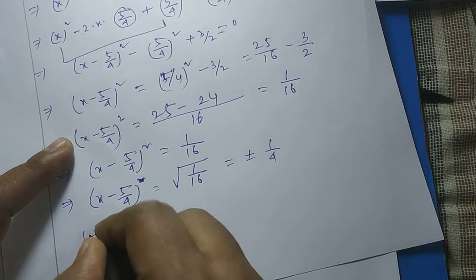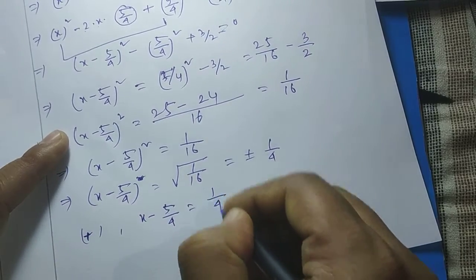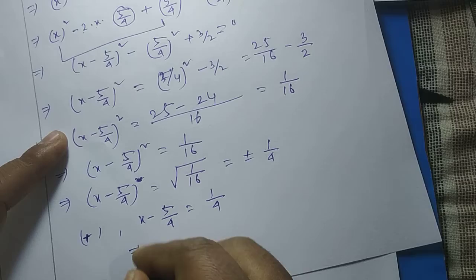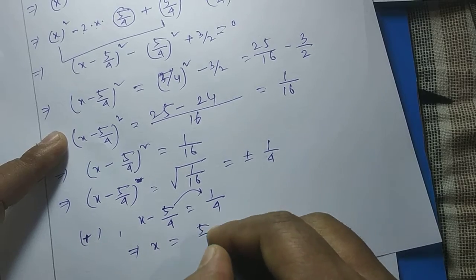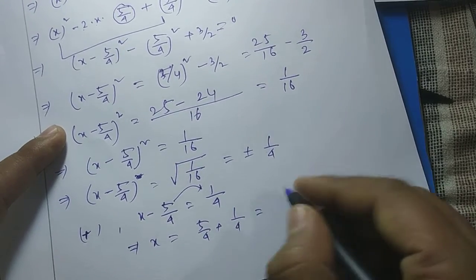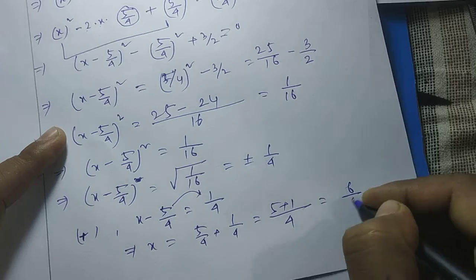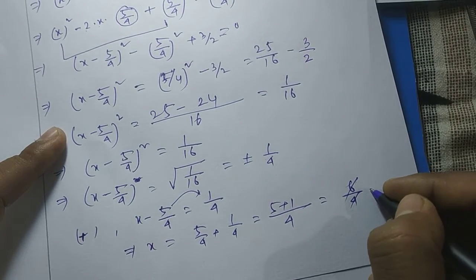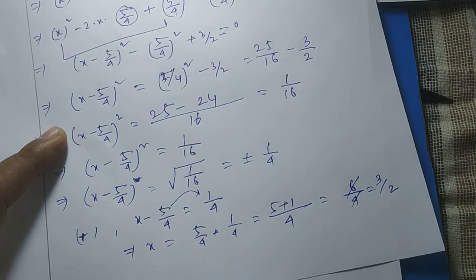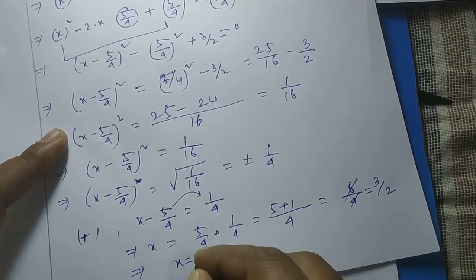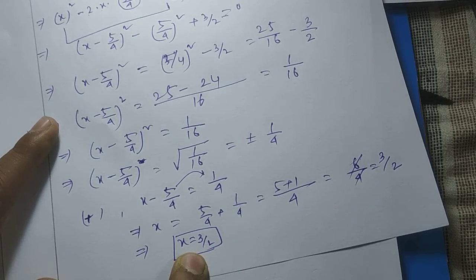First taking plus. So you can say x minus 5 by 4 will be equal to plus 1 by 4. Correct? Now from here only find x. Now let us bring this one on the right hand side: 5 by 4 plus 1 by 4. Do adding, 4 is the LCM. We know how to add fractions. 6 by 4. Now cancel by 2, it becomes 3 by 2. So here we got x equal to 3 by 2. So by taking plus, we got one root. Correct? That is x equal to 3 by 2.